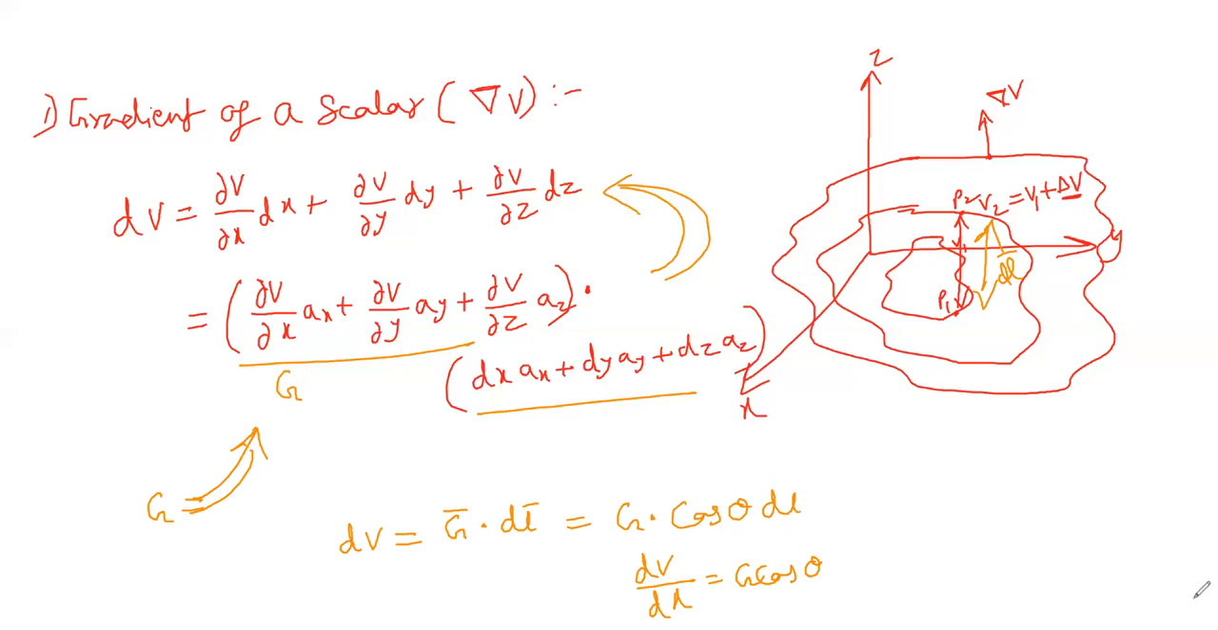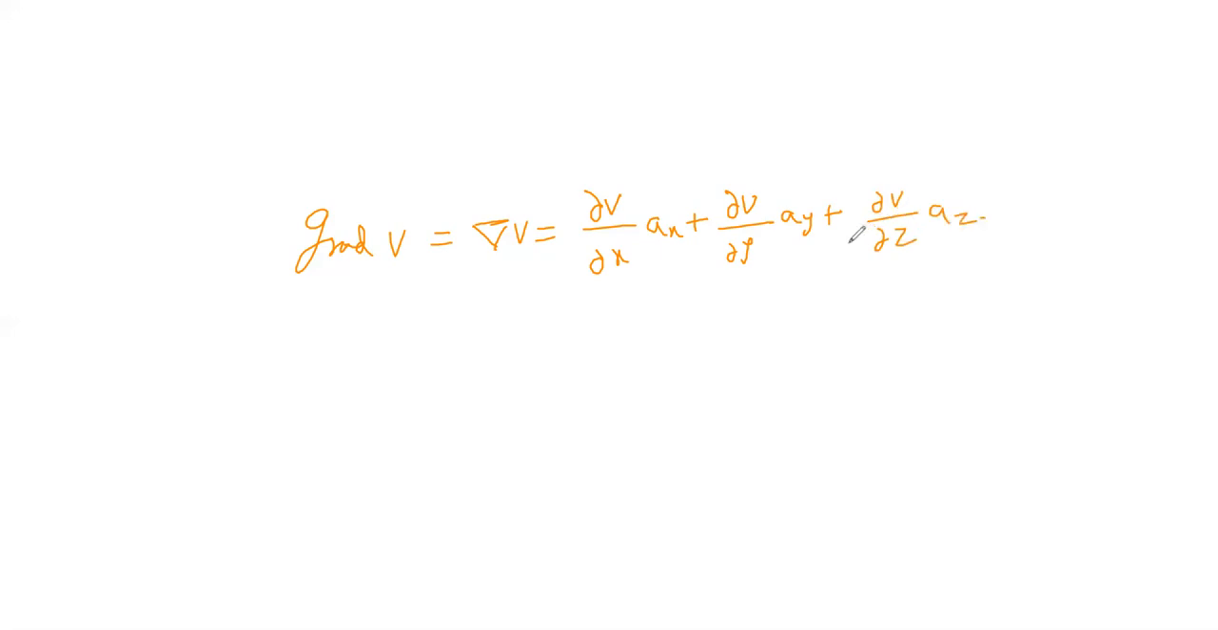In order to see it in the form of an expression, the gradient is written as grad of V, the gradient of V in short, and the symbol is del V. You can write this as ∂V/∂X into AX plus ∂V/∂Y into AY plus ∂V/∂Z into AZ. Here, the term del V is called the gradient of V. G has its direction along the maximum rate of change of V.